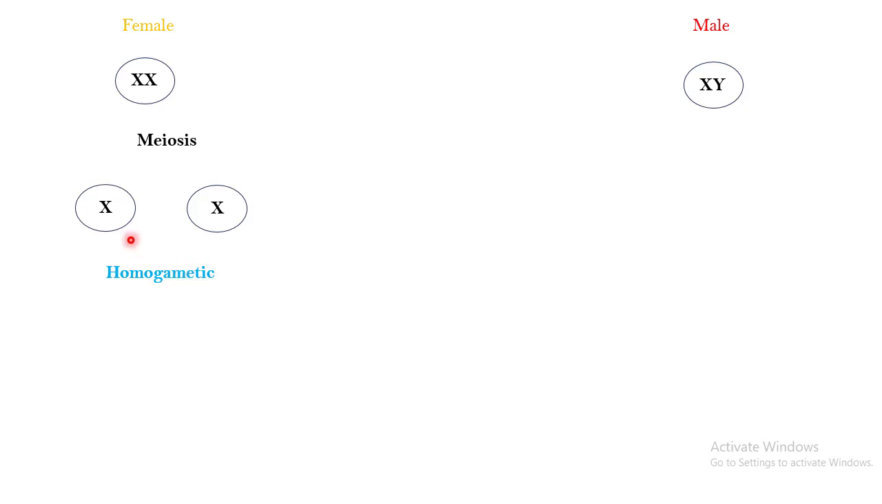By that I mean that all of the gametes that are formed are going to have an X chromosome. So they are the homogametic. The females in the XX-XY system are going to be the homogametic. When you talk about the meiosis of the males, they are not homogametic. They are going to be heterogametic.